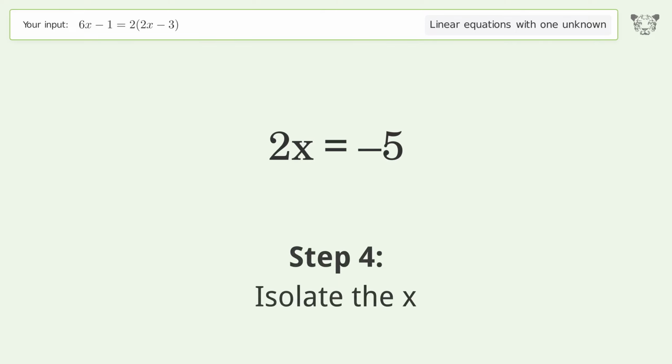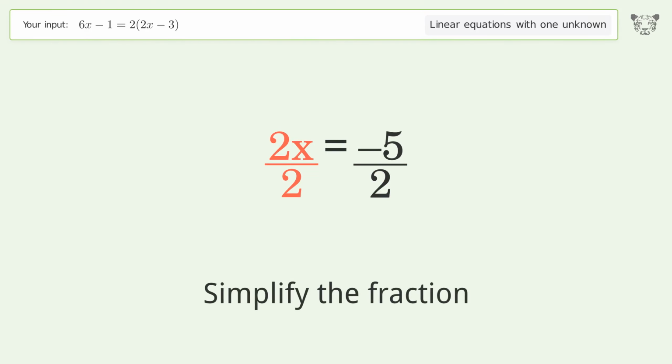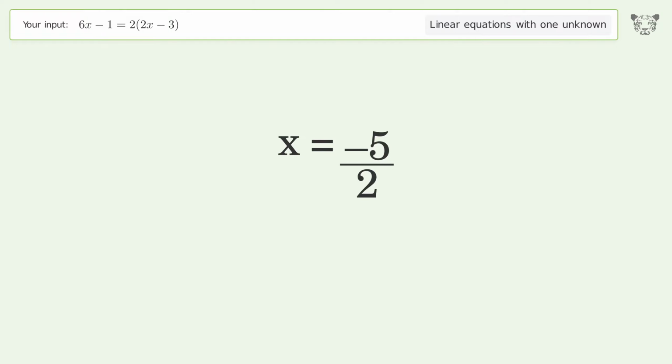Isolate the x. Divide both sides by 2. Simplify the fraction. And so the final result is x equals -5/2.